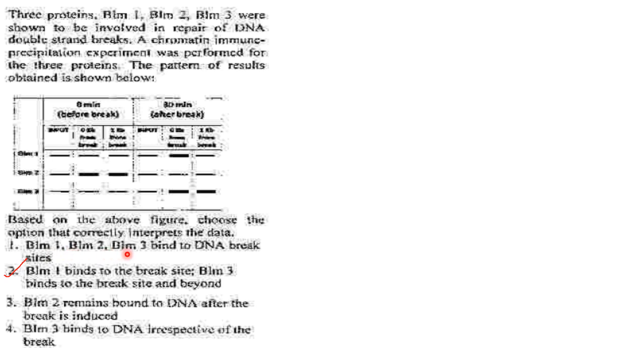The first option: BLM1, BLM2, BLM3 bind to DNA break sites. BLM2 does not bind after the break, it binds before the break. You can see from the table here, I have already explained that. BLM2 binds before the break and not after the break. The next one: BLM1 binds to the break site, that is 0 kb from the break. That's correct. You get a thick band over here.